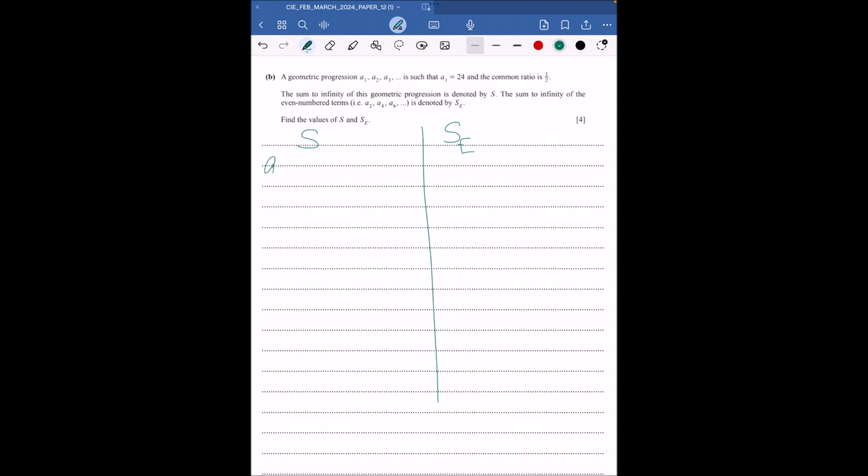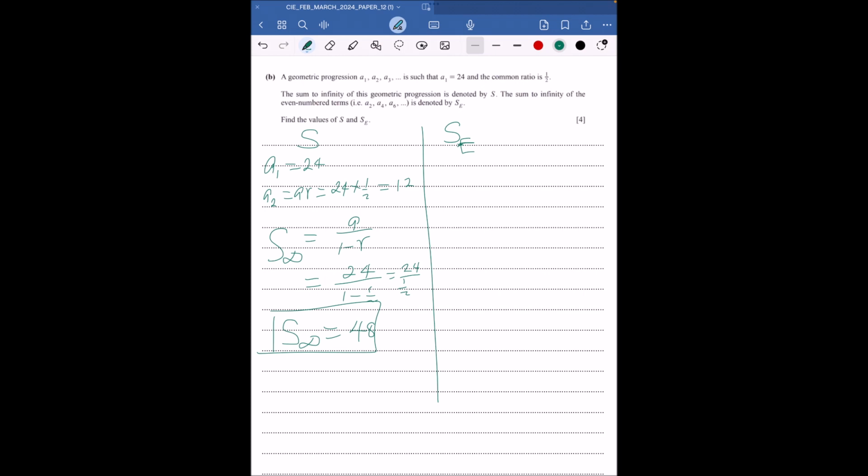So for S, we have A1 to be 24. A2 will be AR, which is 24 times 1 over 2, which is 12. We need the sum to infinity, so we don't even need A2. It's A over 1 minus R. If I had written the formula from the beginning, I would have known what to do. So 24 over 1 minus 1 over 2 is 24 over 1 over 2. So the sum to infinity of S is 48. That's easy.